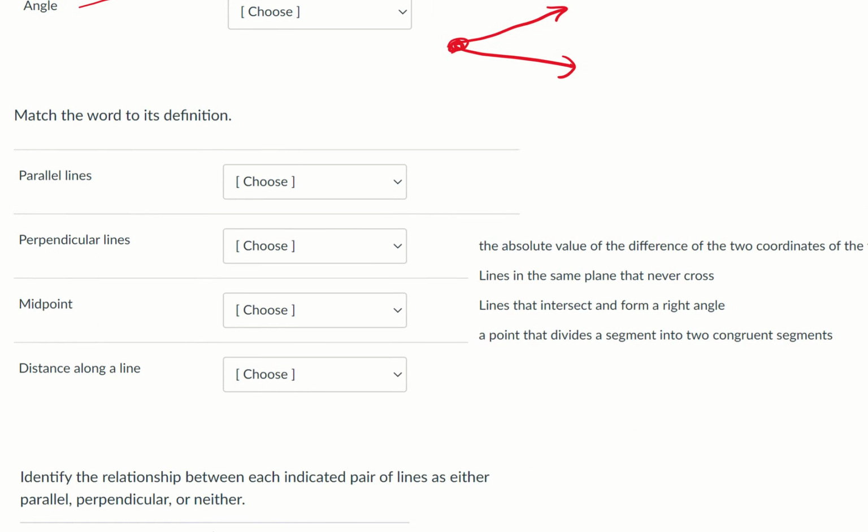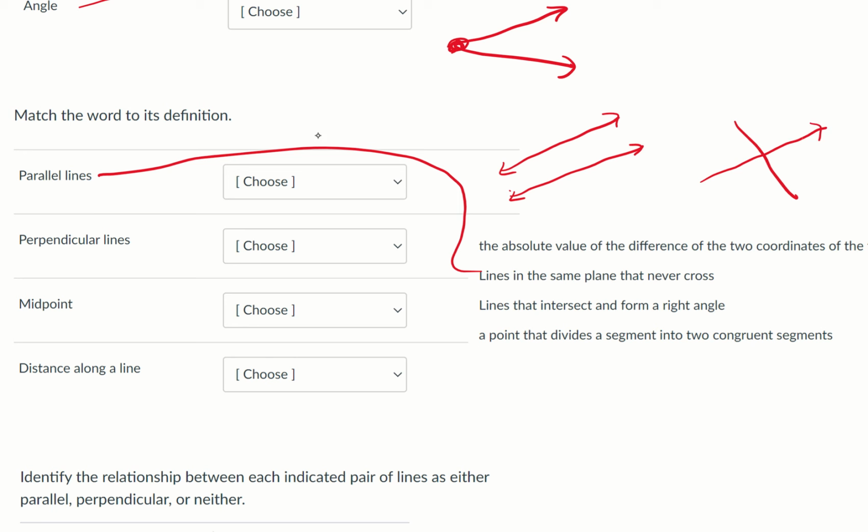Now let's look at the next definitions. So we have parallel lines. So kind of look like this, right? These are lines that never cross. So lines in the same plane that never cross. Perpendicular lines, these do cross, but they cross at a specific angle. They cross at a 90-degree angle. So these are lines that form a right angle.